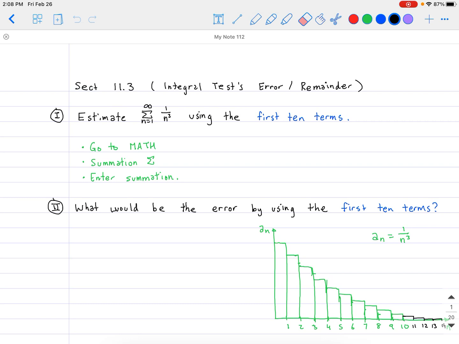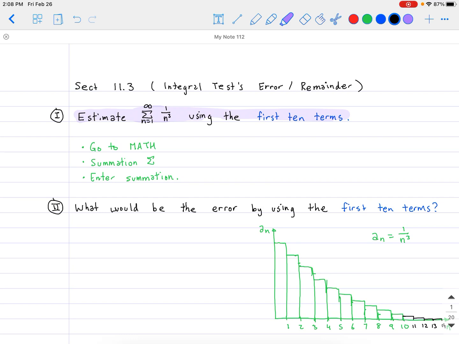So here is a problem that I'm going to present. I want to estimate the summation of the series 1 over n cubed from 1 to infinity using the first 10 terms. As you can see, this is decreasing, always continuous, and always positive. So therefore we can use the integral test.